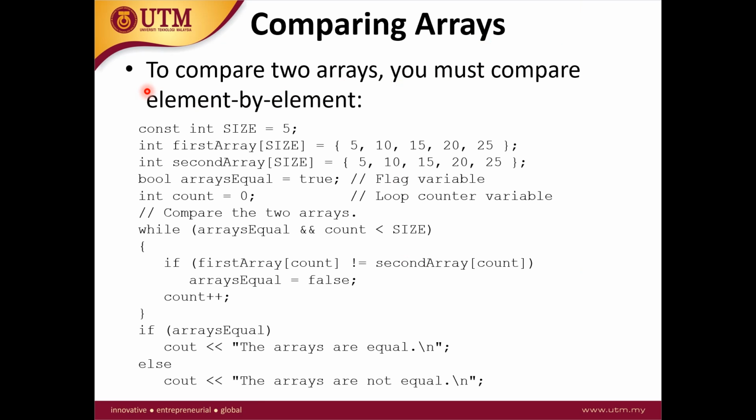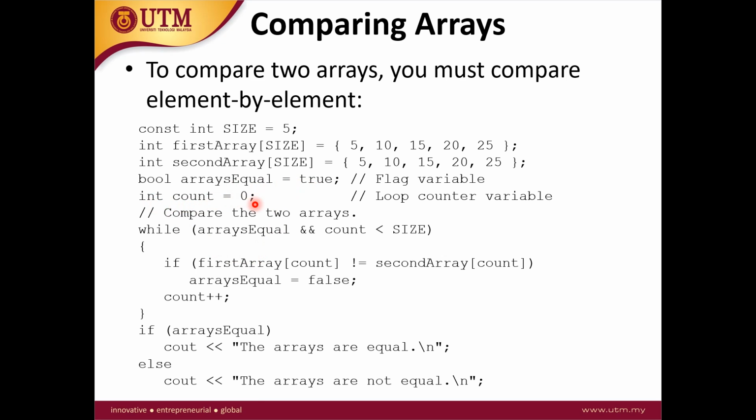Comparing arrays. In order to compare two arrays, you must compare element by element. You can't say if first array equals the second array. No, that doesn't work. So we need to compare element by element. Let's see. Size is 5, first array of size, second array of size, and the elements are these, which are obviously equal, and the bool arraysEqual is true. At the beginning we set it to true or false or whatever, because we are going to change that value according to the logic of the program.